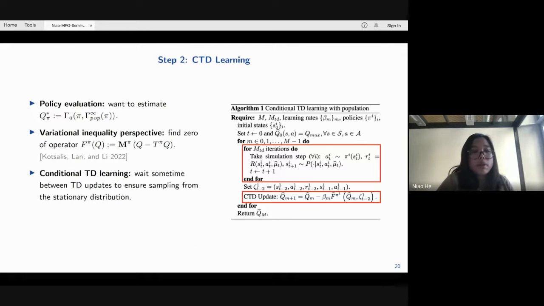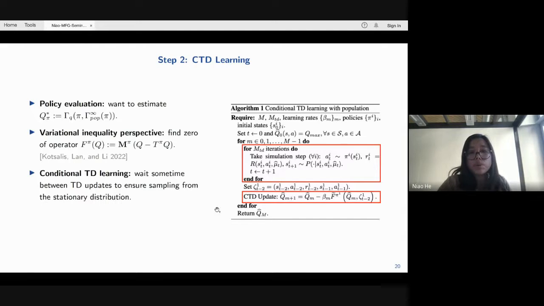In particular, there is an algorithm called conditional TD learning, which has been studied by Kotsalis, Lan, George Lan, and also Li in 2022. It is a modification of the TD learning algorithm where, instead of performing the TD update at every iteration using your samples, you wait several steps in order to collect better samples. You only use the last sample you collect when you update the TD learning. This is to reduce the bias caused by the Markov chain. By doing this, you have better control on your bias and you're able to achieve better sample complexity.